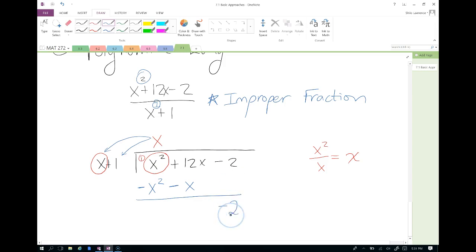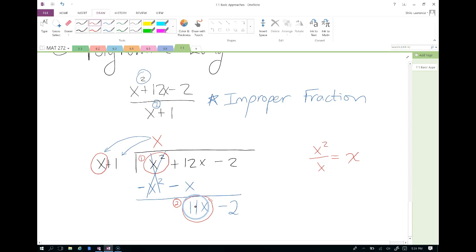I don't have anything to combine with my negative 2. 12x minus x is 11x. And then x squared minus x squared, they go away. And that should always happen. That first term should always go away, otherwise you did not divide correctly. And then we have a second division we can do. Now, these are our leftovers, and this is what we continue working with.